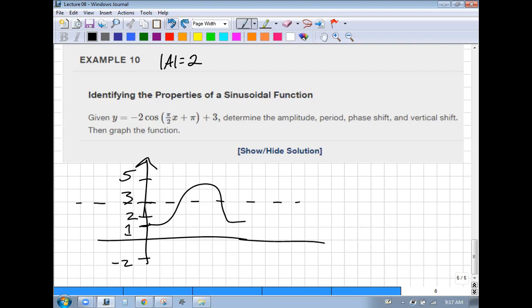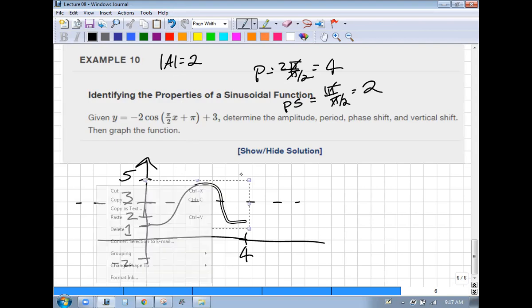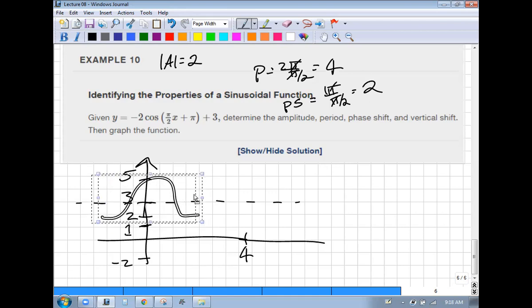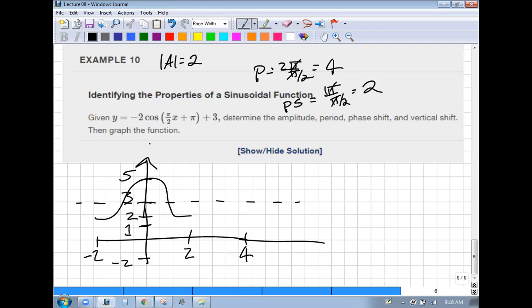Now we have to deal with this stuff. So the period would be 2 pi over pi over 2. 2 divided by half is 4, so the period is 4. But we also have this phase shift, right? And now we're adding, so that's going to be a shift to the left. So our phase shift to the left is going to be pi over 2. So 1 divided by half is 2. So this is a shift to the left by 2. We do this. This thing becomes symmetric about the y-axis. And then, of course, it does this.